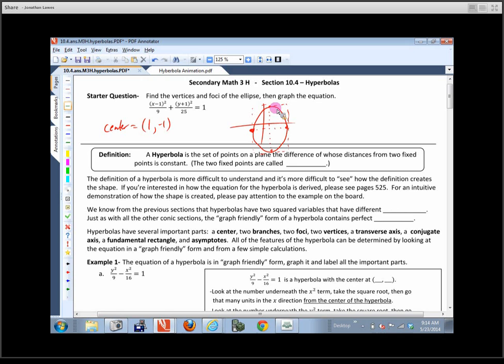So that's how you graph an ellipse, and hopefully going through and practicing, you got enough of a sense of how those work. Now we're going to talk about hyperbolas. Hyperbolas is by far the most complicated conic section.